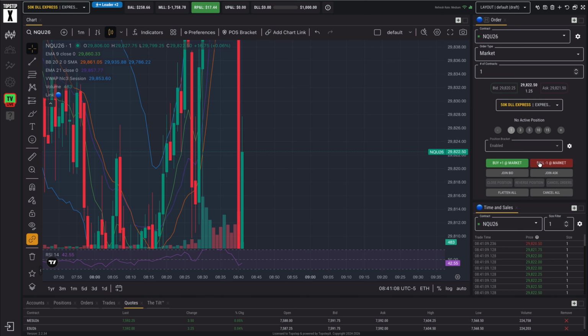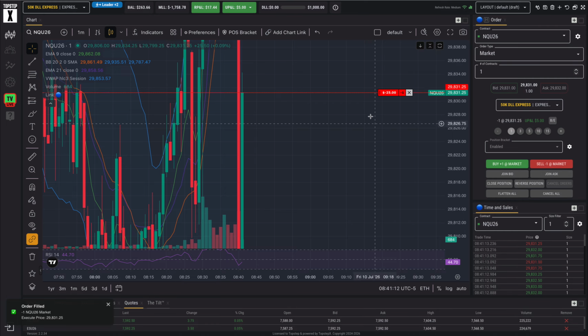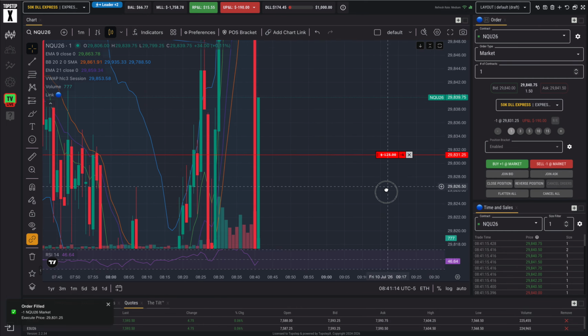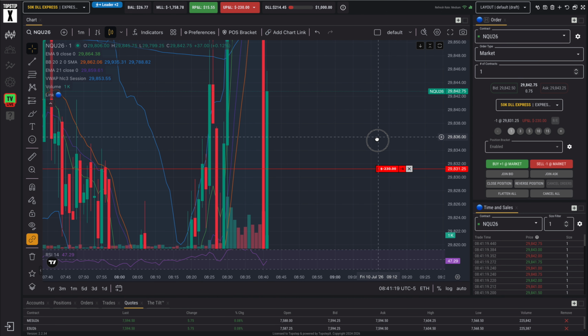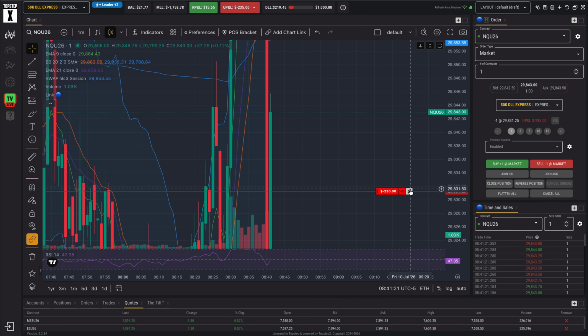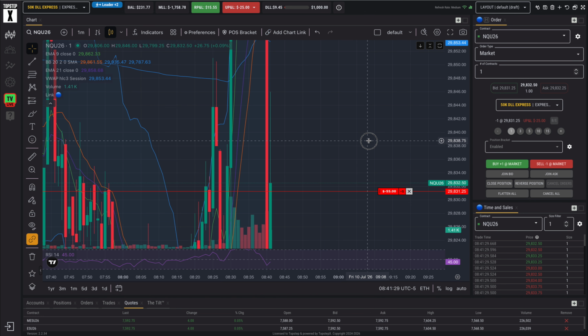See the pullback right there. Go back up a little. I sold it because I think it's going to pull back, and if it doesn't, I can cancel out of this quick. But I think it's going to drop. I hope so. Hopefully I'm right.